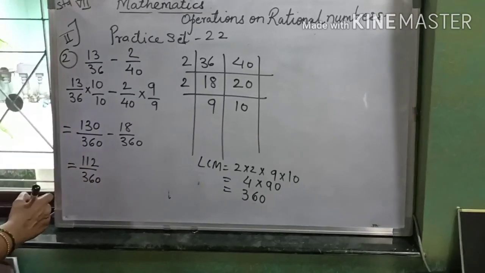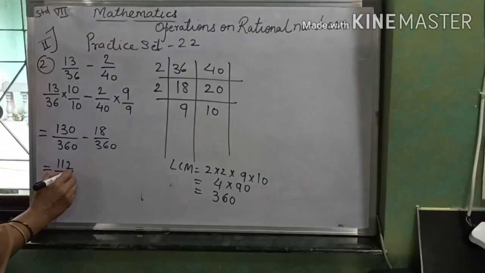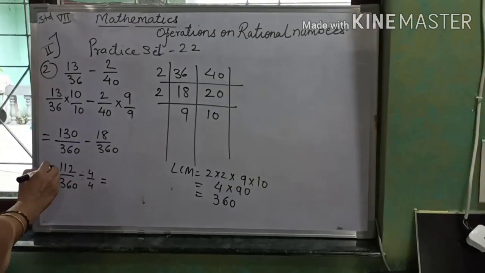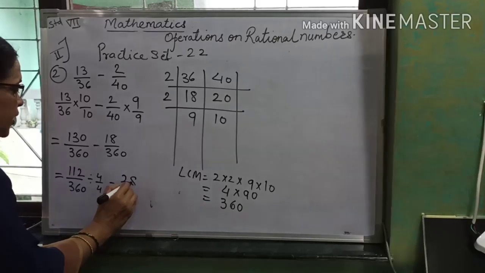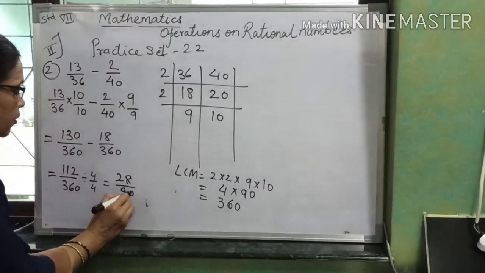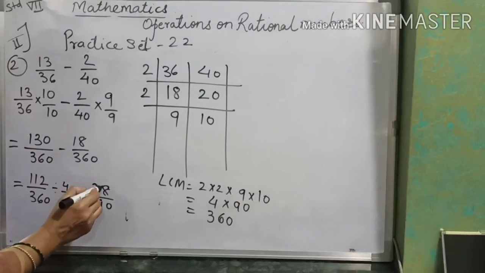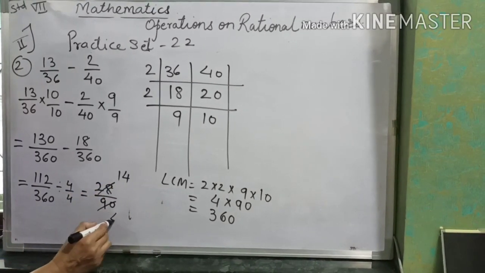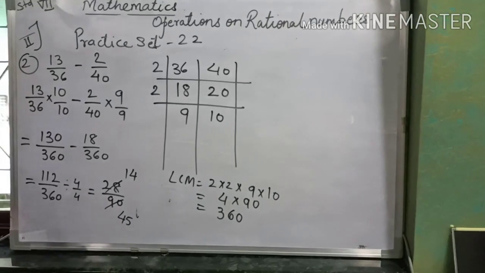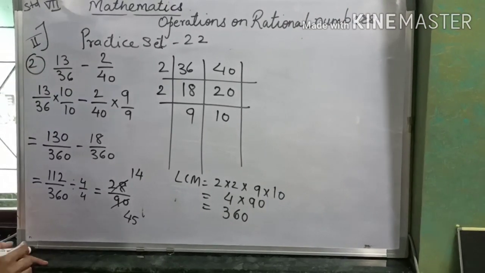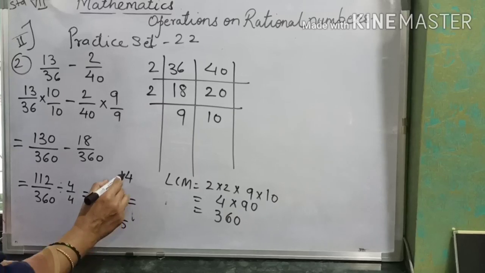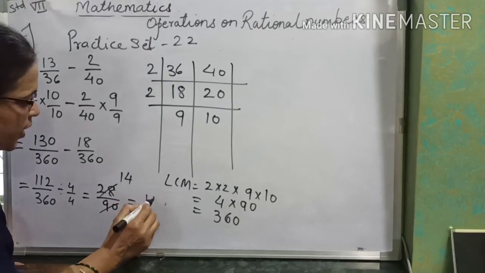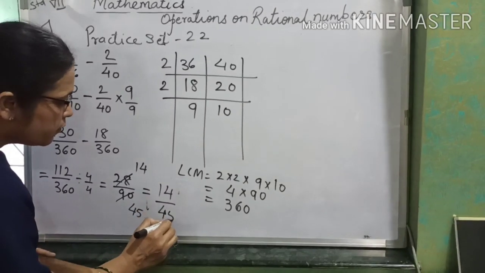Now let us reduce it. Let us divide by 4. If we divide by 4, so what we get? We get 28 upon 90. Now again you can reduce this to the lowest term. 2 1s are 2, and 2 4s are 8, 2 45s are 90. Then further we cannot reduce because 14 and 45, these two numbers, they do not come in the same table. So our answer is 14 upon 45.